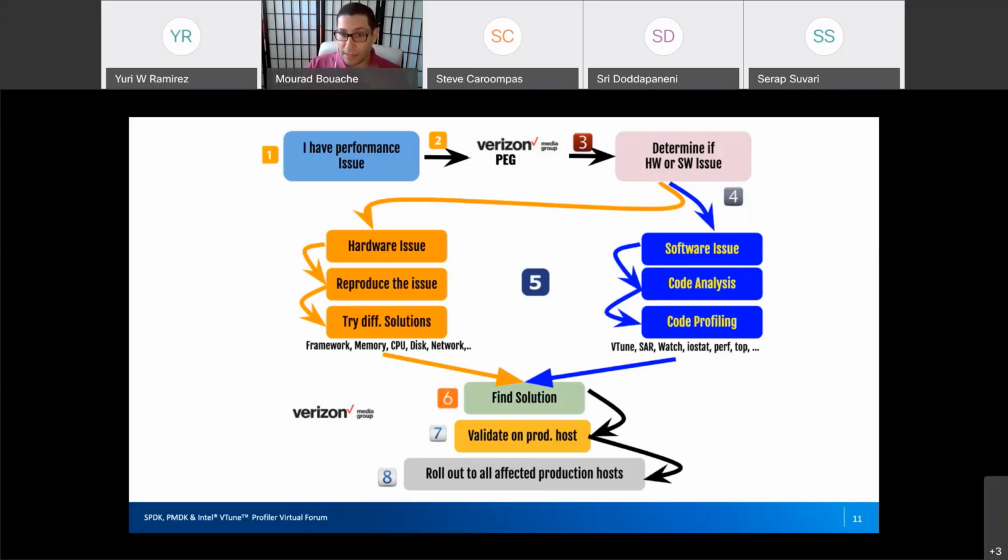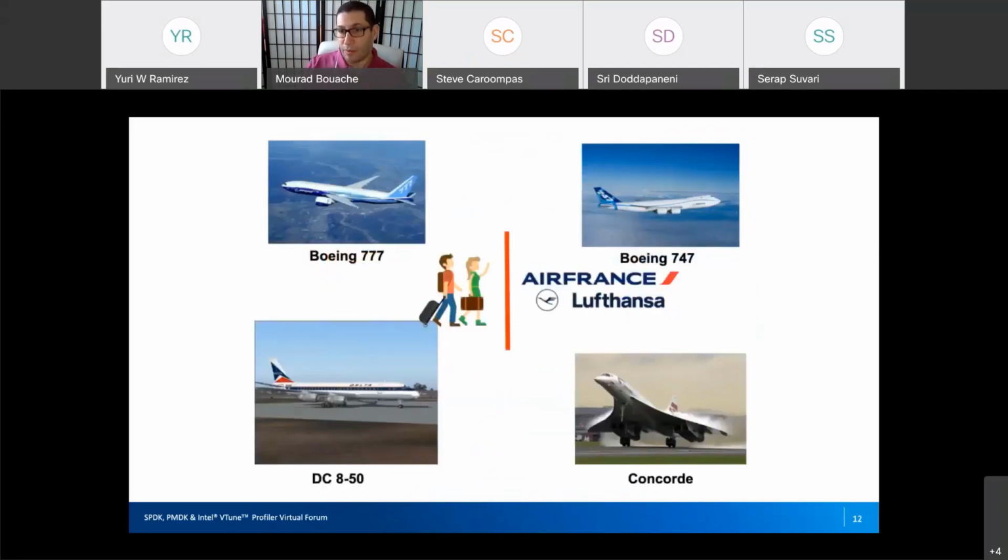On the hardware side, the idea is to reproduce the issue and try different solutions, or actually replace the hardware itself. And the meeting point, whether it's software or hardware, is finding a solution, and then we validate this on a production host, for example, and then we just roll out to all affected production hosts. But the best thing is actually creating this methodology, because every time we face the same problem, we are just going to use the same methodology to solve the problem.